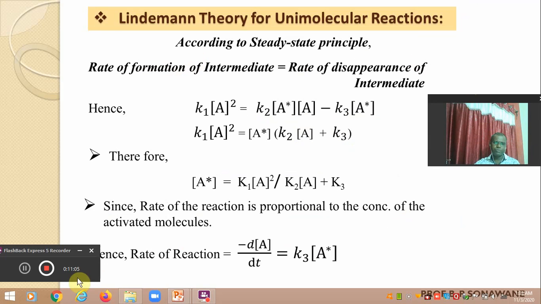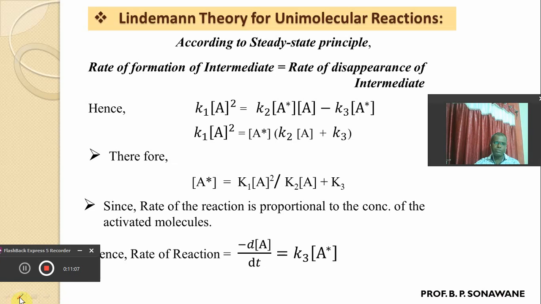So according to the steady state approximation, or the steady state principle, the rate of formation of intermediate is always equal to the rate of disappearance of intermediate. The rate of formation of this activated molecule is K1 into A squared, and the rate of disappearance of this A star will be equal to K2 into A star into A plus K3 into A star.